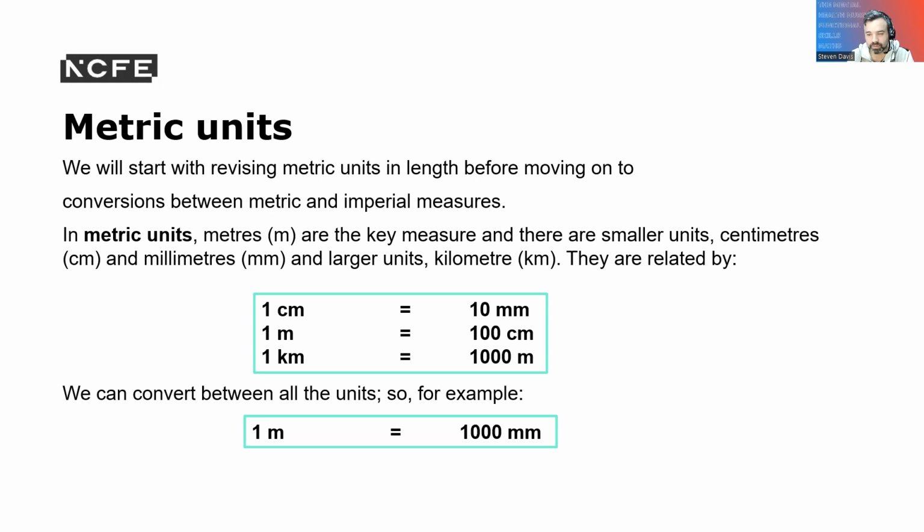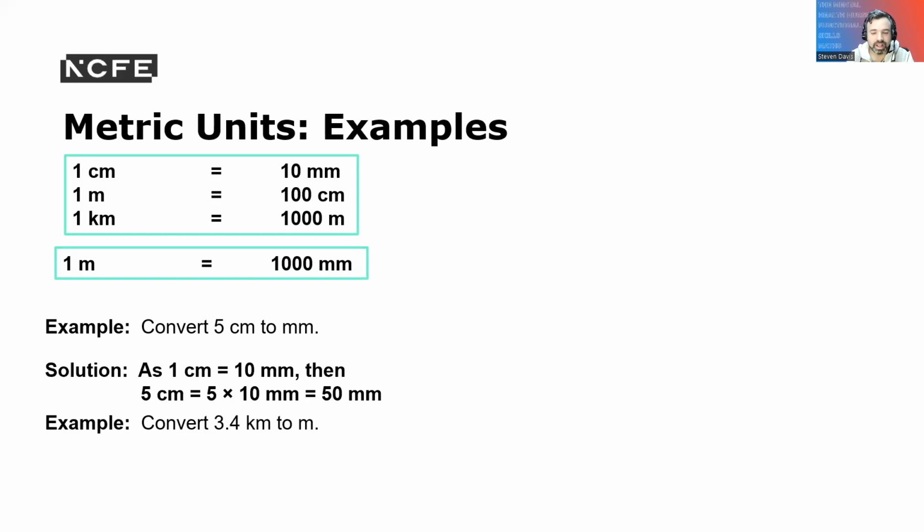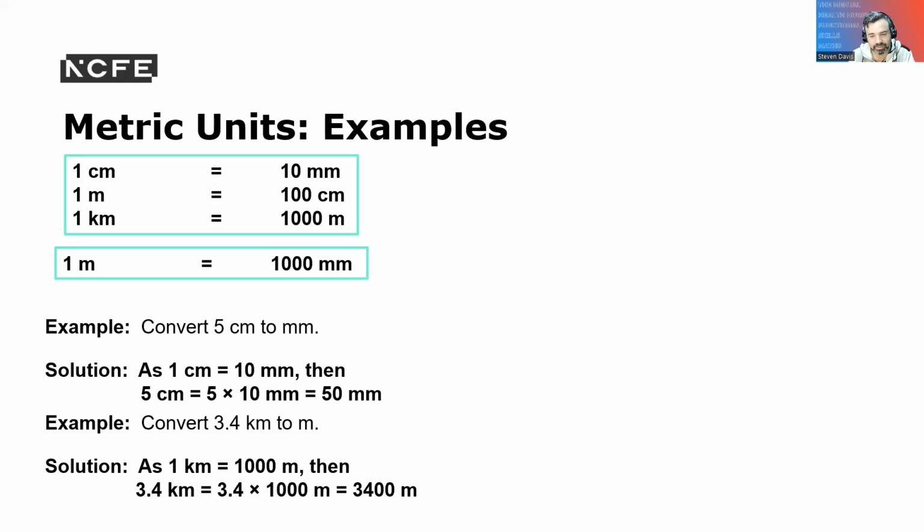So, for example, 1 meter equals 1,000 millimeters. So they're interchangeable. To convert 5 centimeters to millimeters, 1 centimeter is 10 millimeters, so that's got to be 50. Example: convert 3.4 kilometers to meters. That's going to be 3,400. There we go, 3,400. Wonderful.